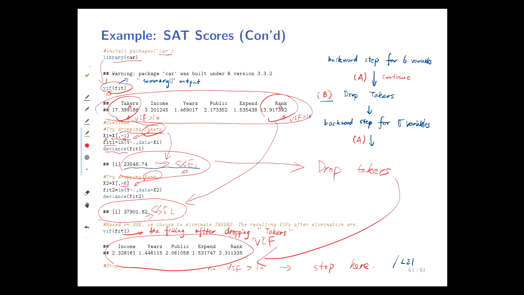So after we drop takers, we only have 5 variables left. And if we have a look at the VIFs for these 5 variables, 1, 2, 3, 4, 5, we find that we no longer have the VIFs larger than 10 problem, or smaller than 10. So in that case, we should stop. So that's actually from our criterion A. And we get our conclusion.